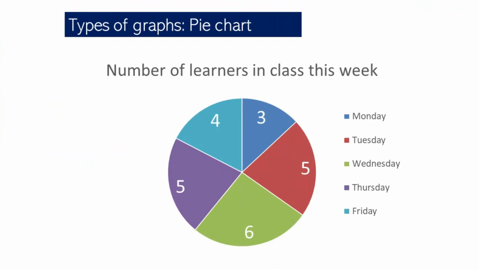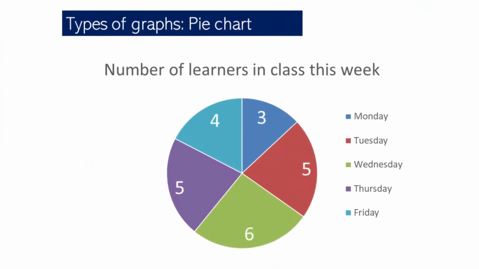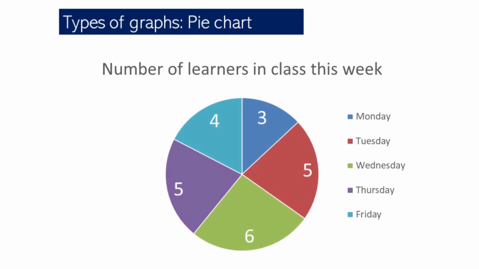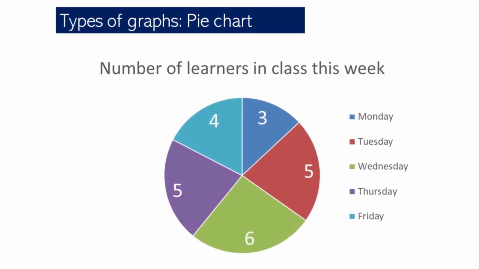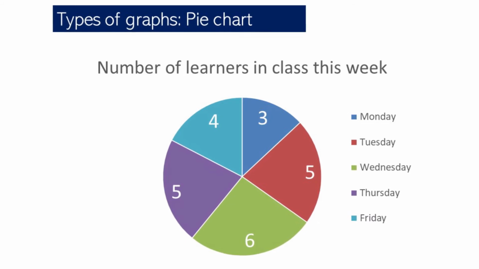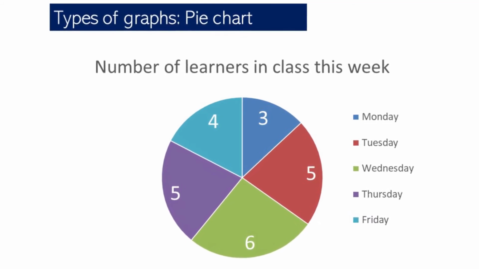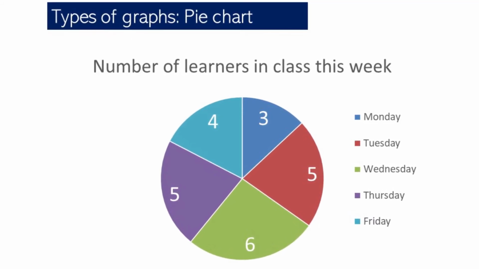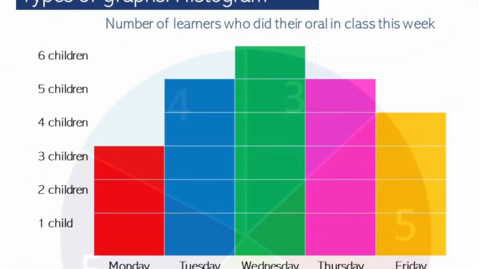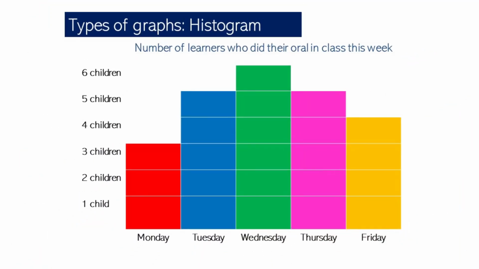Tell children it is easy to remember this type of graph because the information is shown as pieces of a pie. A pie chart allows us to quickly see the biggest or smallest share of the total data by simply looking at the graph. Next, we will be discussing histograms.